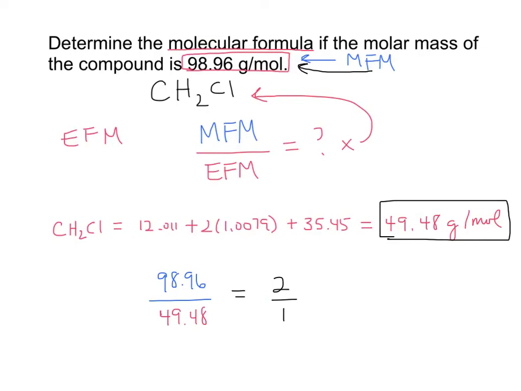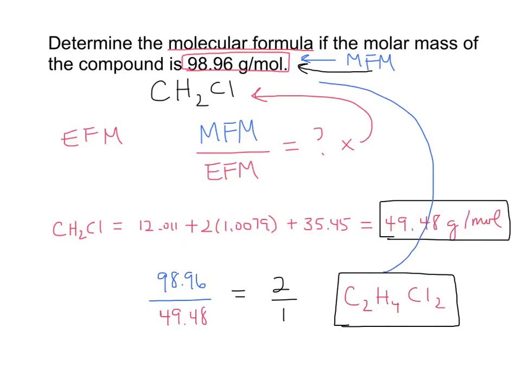So if our empirical formula is CH2Cl, our molecular formula must be 2 times that. And I'm going to write it here in red. So it must be C2H4Cl2. Notice the thing that's always true. The ratio is still the same as in the empirical formula. It's just we must have this particular number of atoms combining in order to give us the molar mass that's stated in the problem of 98.96 grams per mole.